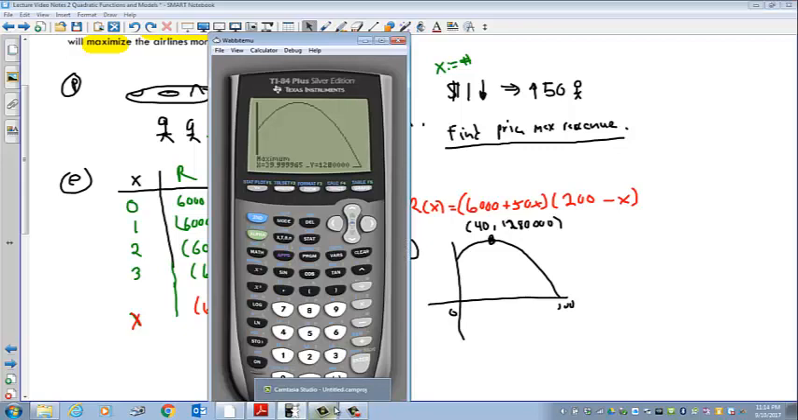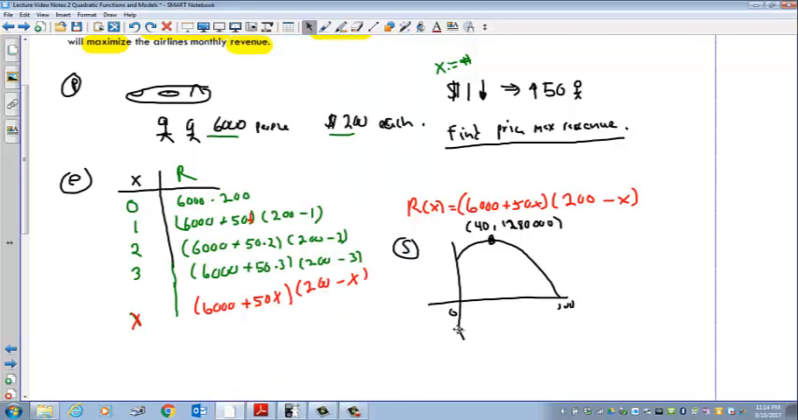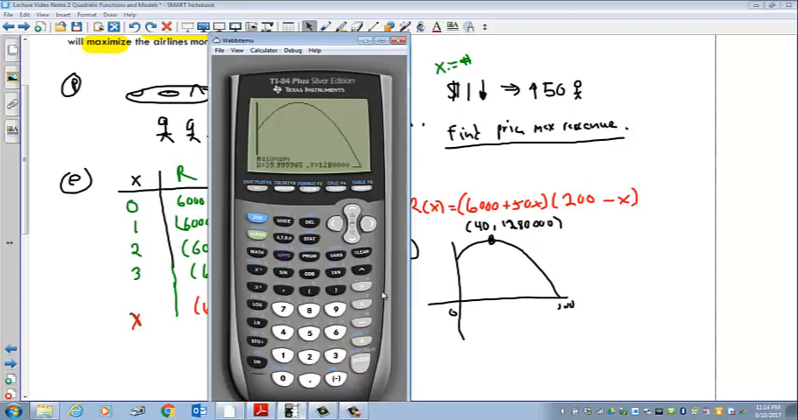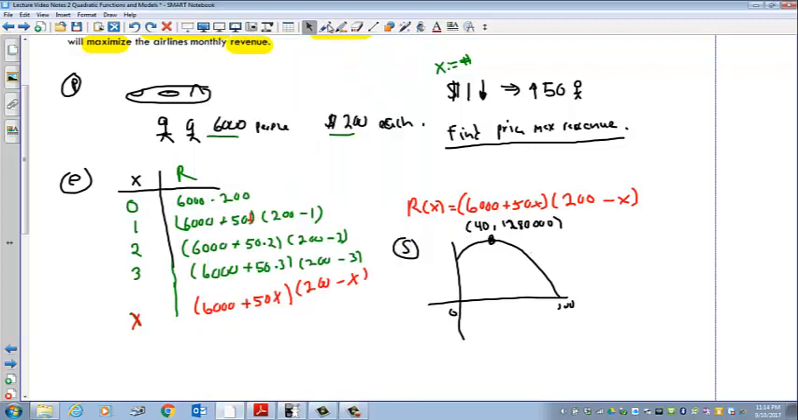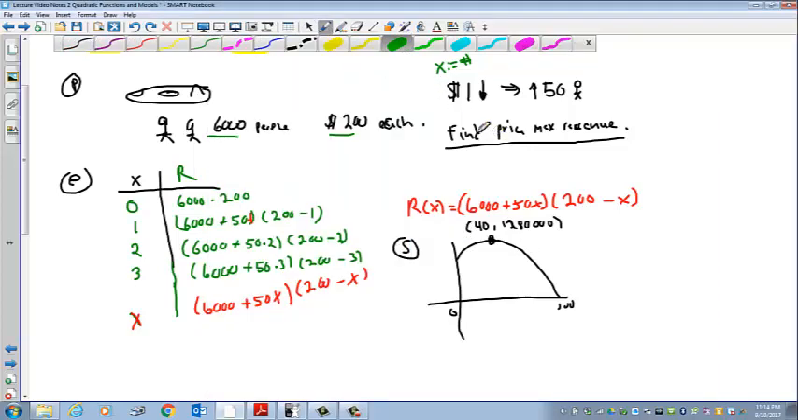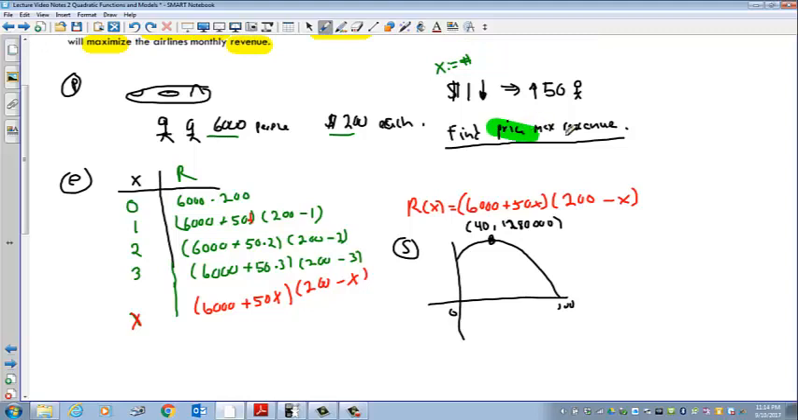Alright, so now what? What do you do with this information? So now I know that the input is 40 and the output is 1,280,000. So remember, the input is the x stuff, and the output, even though it says y on here, it's not y, it's actually R. It's for the revenue. So I don't care about the revenue. What I want is to find the ticket price that leads to the maximum revenue.